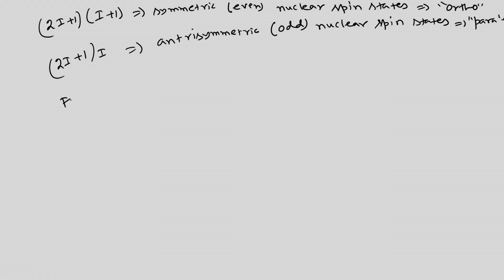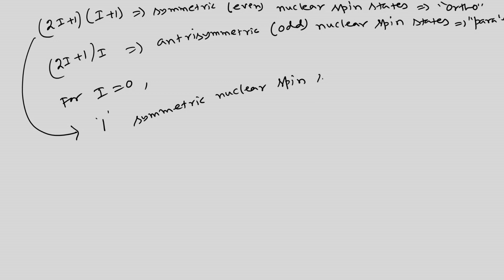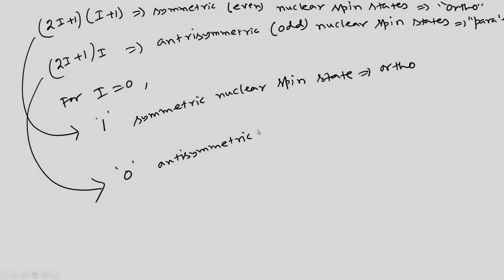Okay, so for I equals 0, we get 1 symmetric nuclear spin state, or ortho, and if we substitute I in 2I plus 1 times I, we get 0 antisymmetric nuclear spin states, or para.